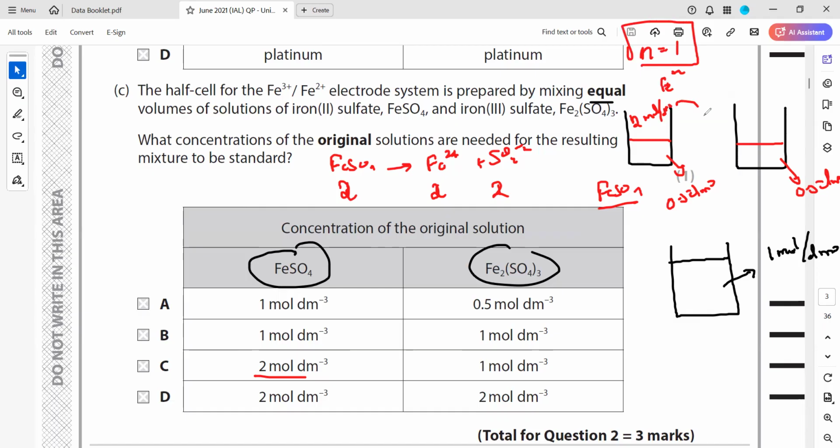Okay. When I mix this, I have 1 mole and I have volume as 1. So what concentration I will get? Concentration will be 1 mole per dm cube. That is for iron 2.